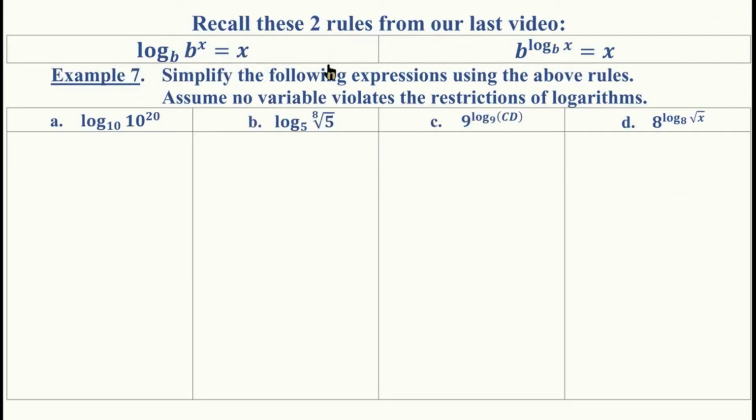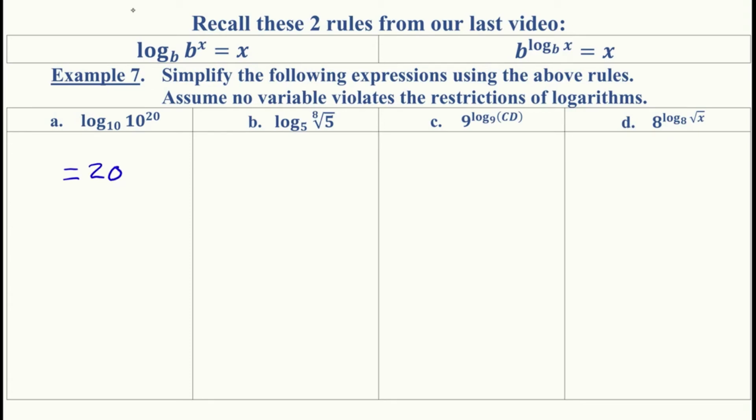Now, if you recall, these two rules we also looked at in our previous video. You know that log base b of b to the x is x, and b to the power of log base b of x is also x. So if we apply these, for example in this one, notice the role of b is being played by 10. Since the base here and the base of that power are the same, we're just going to get 20.